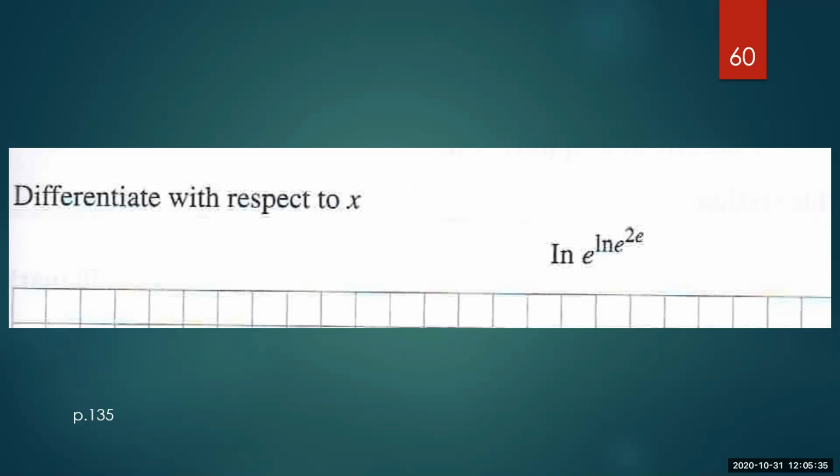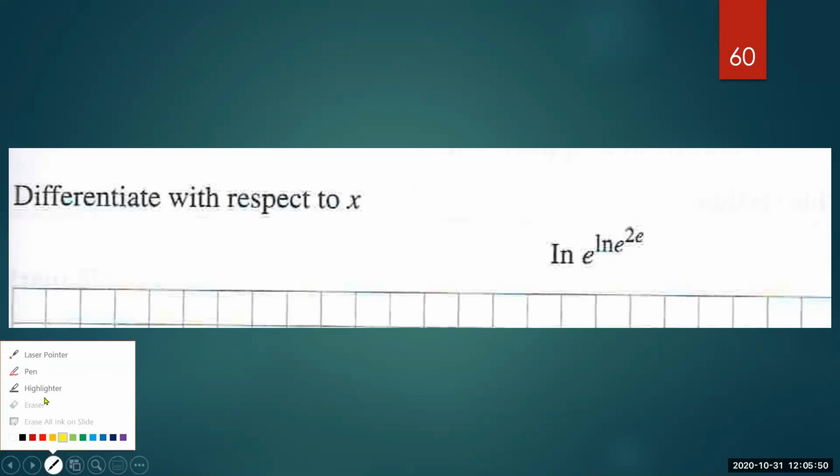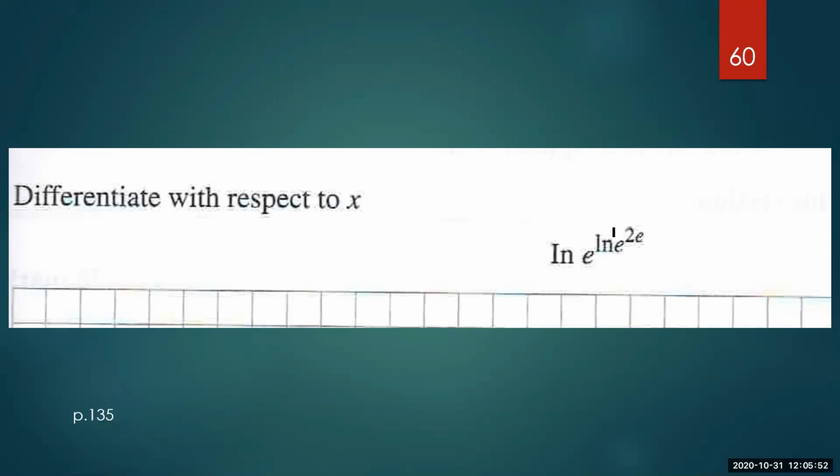If f of x is equal to this thing, then f dash of x is equal to 0. But has anyone any thoughts? We've answered the question, but I'm wondering, how can we simplify this? Let's break it down.